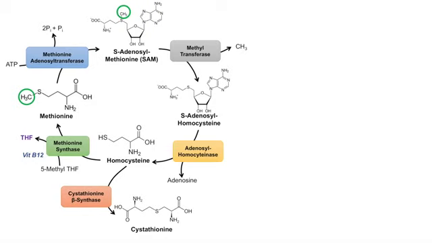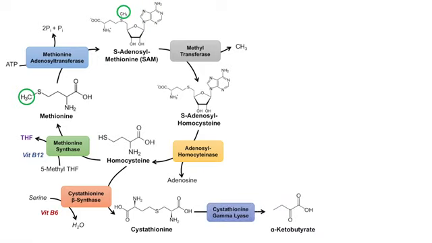to form cystathionine. Now, cystathionine beta synthase requires an amino acid, serine, and what it does is it actually takes serine, the carbon backbone of serine, and essentially adds it to homocysteine to form cystathionine. In the process, it generates water. Now, cystathionine beta synthase requires vitamin B6. This is an enzyme that requires vitamin B6.